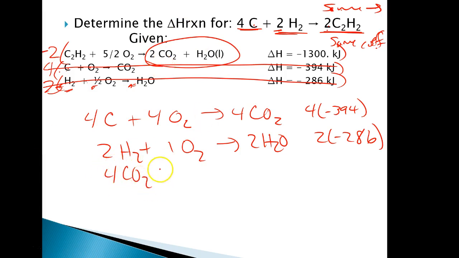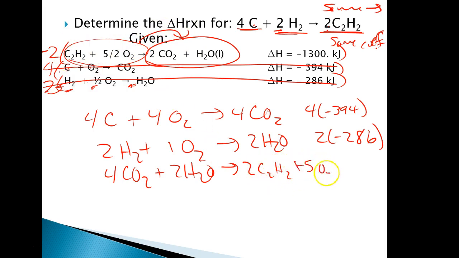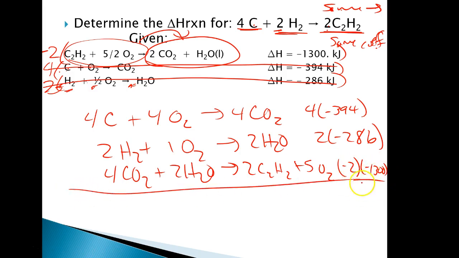So 4 CO2 plus 2 H2O goes to, everything on this side moves to that side, 2 C2H2, and 2 times 5/2 is 5 oxygens. Now we have negative 2 times negative 1300. Now just to prove that it works, remember what they want is the number. Okay, all those numbers added together. So 4 times negative 394 plus 2 times negative 286 plus negative 2 times negative 1300. Total answer is 452 kilojoules. Now what I need to do is I need to add this up.